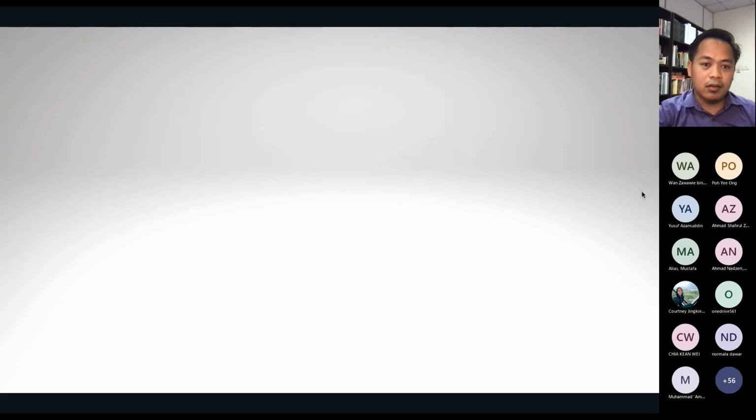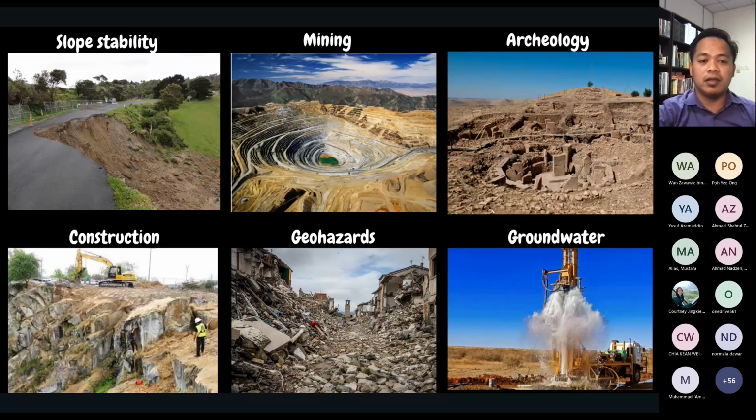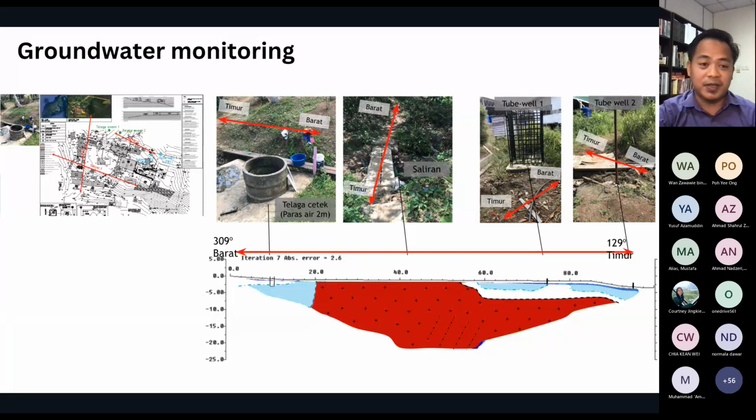All right. So these are the normal applications for the near surface, where we are able to monitor. We have slope stability, which, if you are from ICRAM or JKR, is something that has been done many times. Mining as well, archaeology, groundwater, geohazard, and construction. So geophysical methods have been used for this sector, and a lot of achievements have been made, but I'm not able to use all of these applications across all these fields of study, just a few of them. So I will try to share some of my experience.